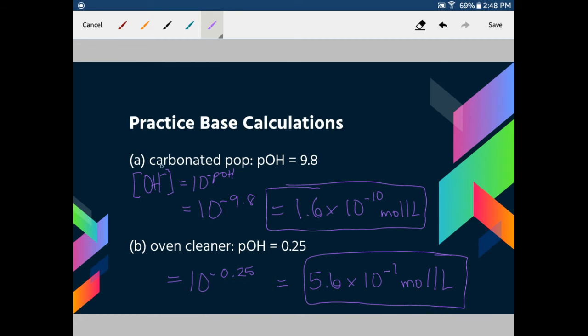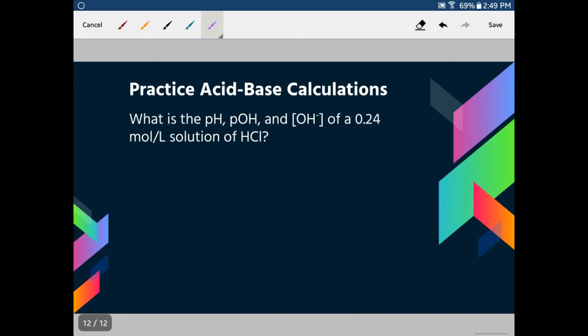So this is carbonated pop. We know that carbonated pop is often quite acidic, which is what we see, and our relative value of our hydroxide ion concentration is significantly lower than our oven cleaner, which has a pOH of 0.25 or is very basic.